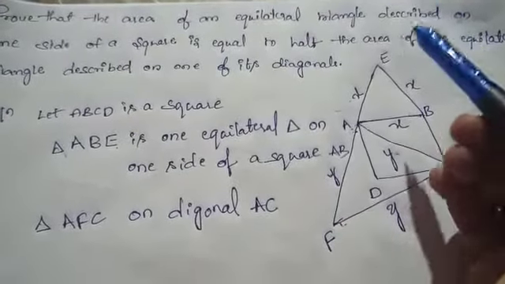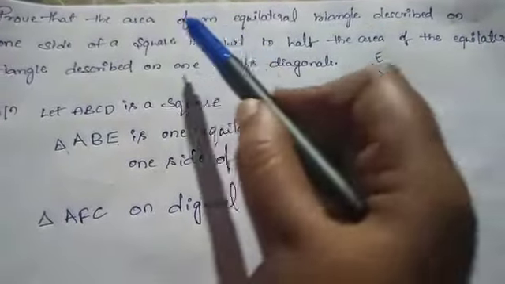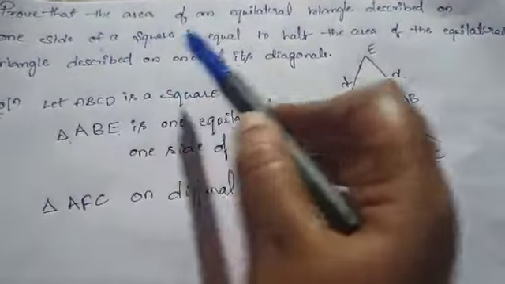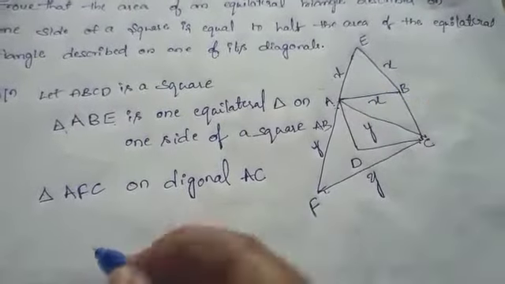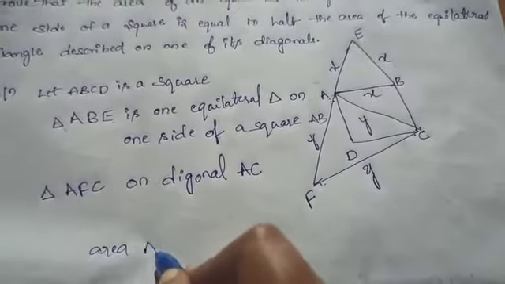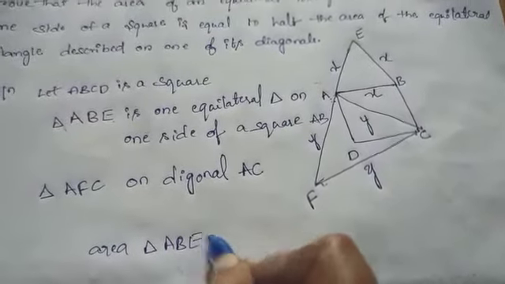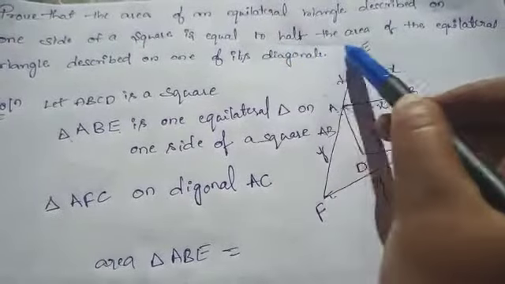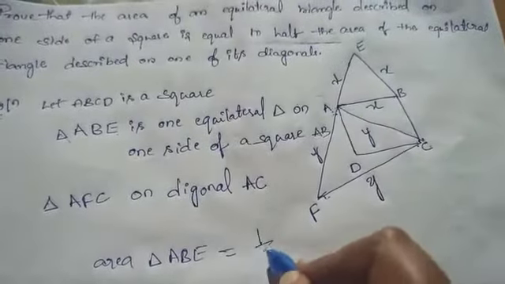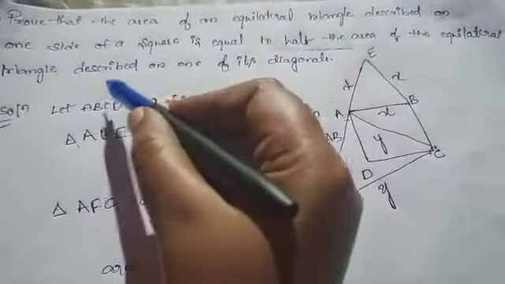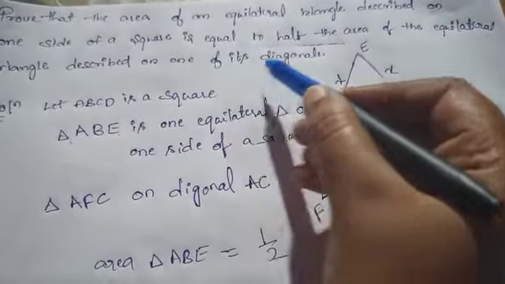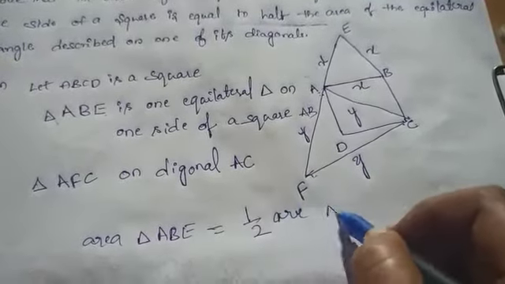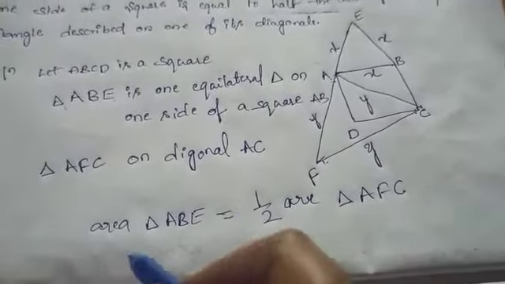Here we need to prove that the area of an equilateral triangle described on one side of a square, area of triangle ABE, is equal to half of the area of an equilateral triangle described on one of its diagonals, area of triangle AFC.